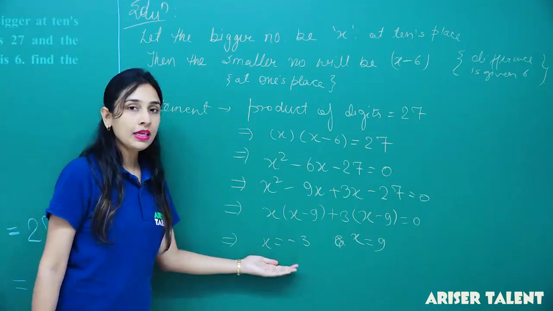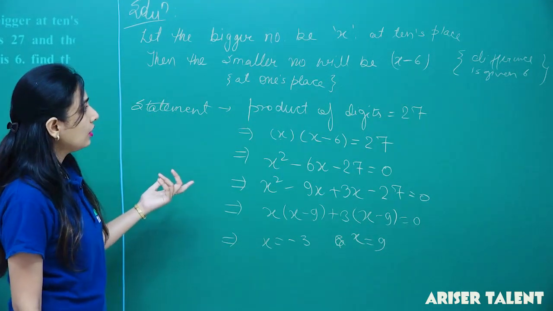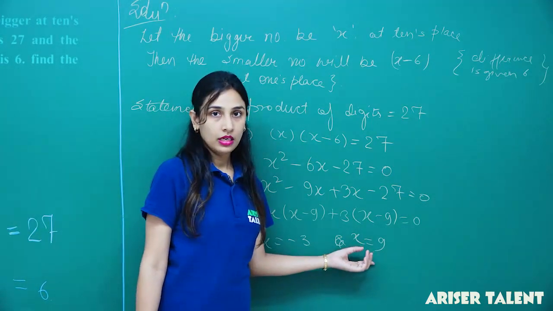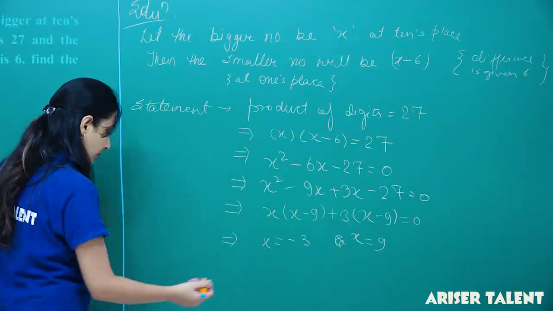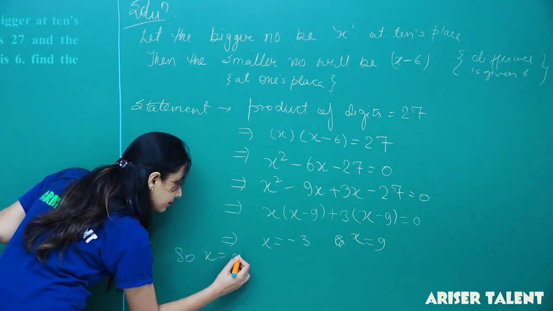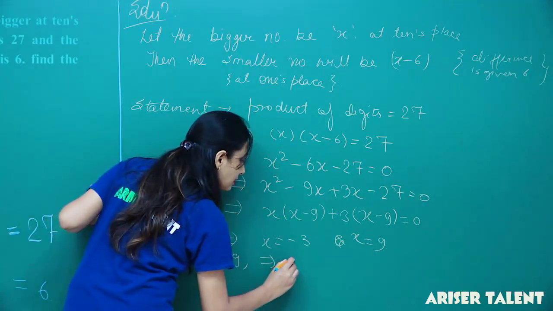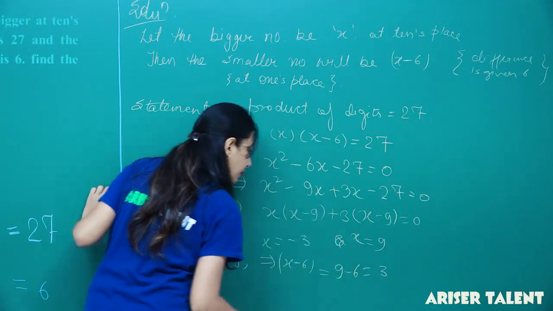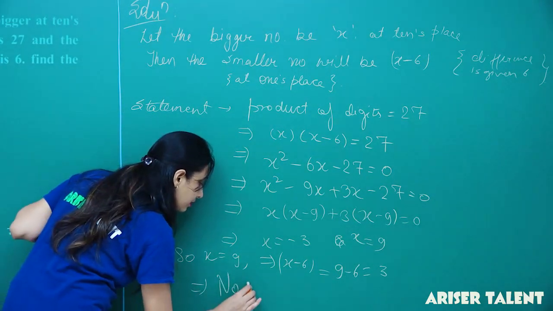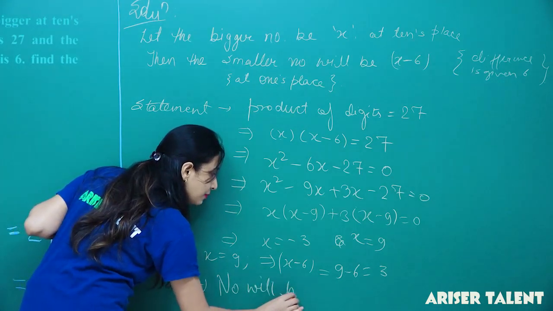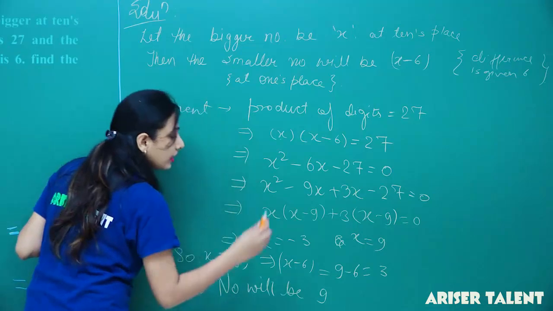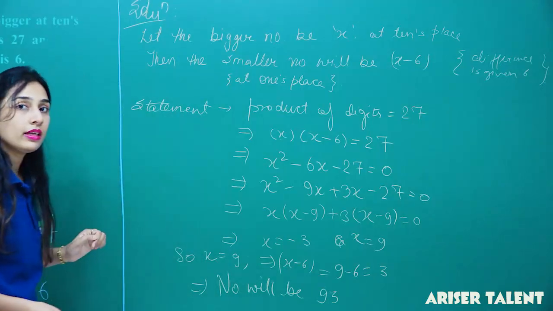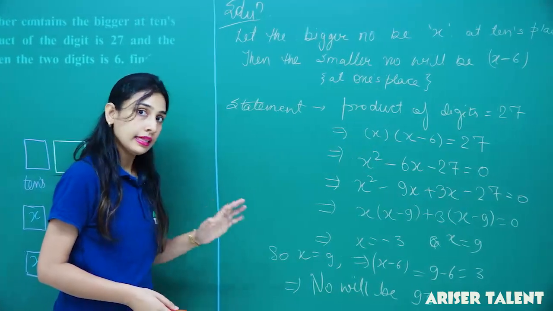Students, now tell me, if you are talking about some number, can you take this minus 3? We are not given a sign. So I am taking this 9. So x equals 9. This implies that x minus 6 equals 9 minus 6 equals 3. This implies that the number will be, sorry, tens place that will be 9, and ones place that will be 3, so 93. Right? Okay students, 93 is the answer.